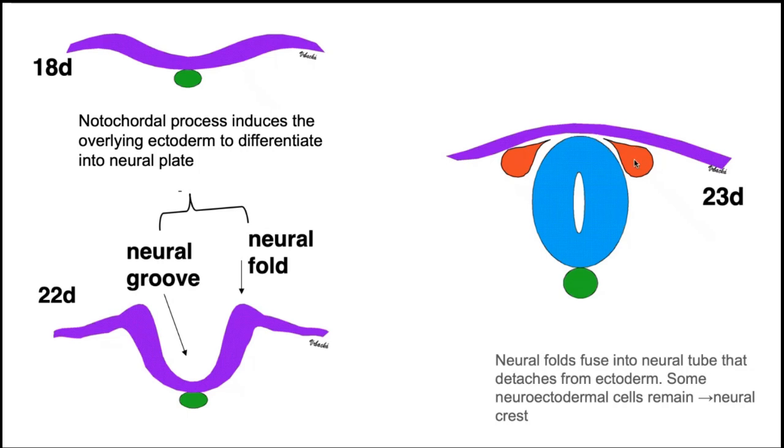After it detaches, you have some neuroectodermal cells that are remaining, and these are going to form our neural crest. So again, we start with the notochordal process, which is inducing this ectoderm to differentiate into our neural plate, which is what it looks like. This is our neural plate. Our neural plate is going to have the groove and the folds.